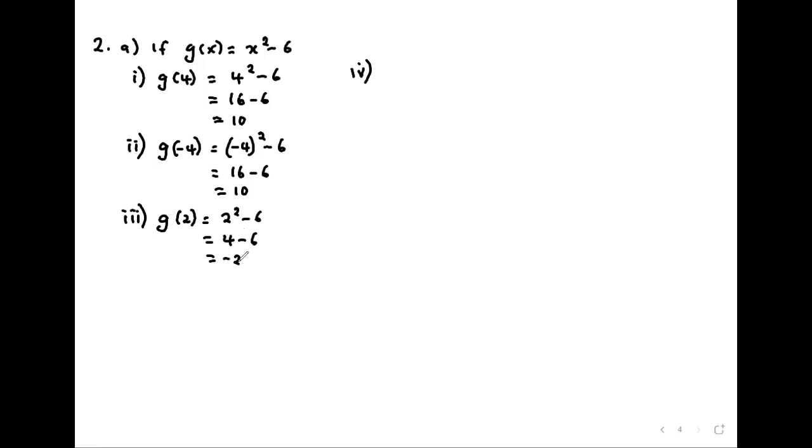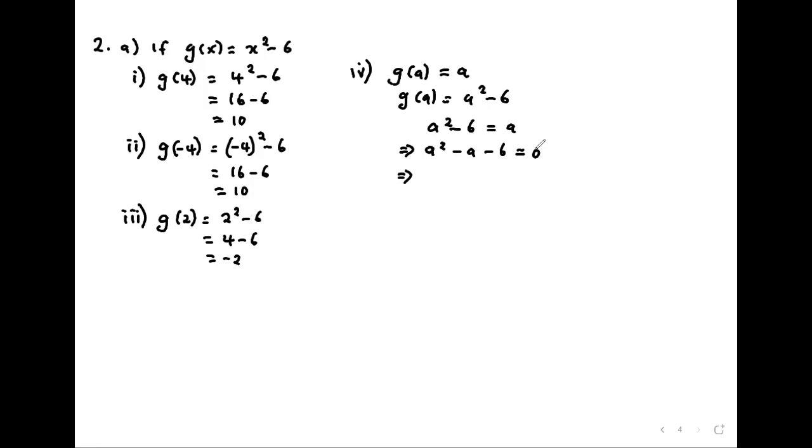Find the possible values of A if G of A is equal to A. So we'll go in G of X to form G of A. So G of A is going to be A squared minus 6. Now we are told G of A should be equal to A. So A squared minus 6 is equal to A. This is the same as A squared minus A minus 6 is equal to 0.